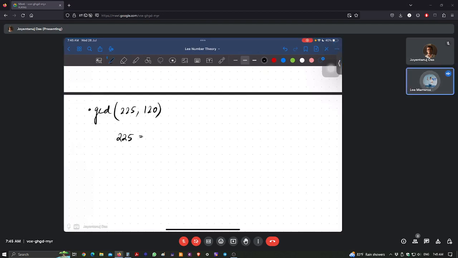It would be 1 multiplied by 120 plus the remainder, which is 105. Right. The next step will be 120 equal to, right?